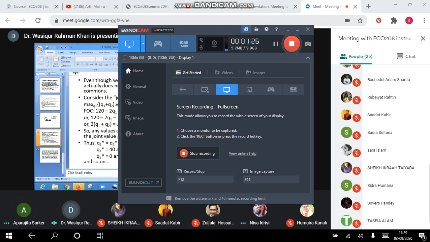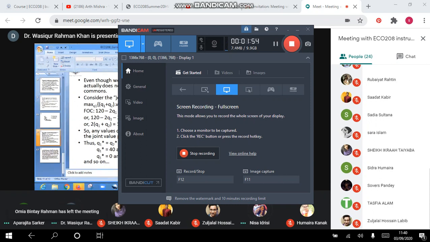Or if I simplify this, I get 2 into Q1 plus Q2 is equal to 120, i.e. Q1 plus Q2 is equal to 60. I get a result like this. Now, there is a little difference between this result and the previous result. In the previous result I could figure out Q1 star and Q2 star separately. Two separate values I could get.